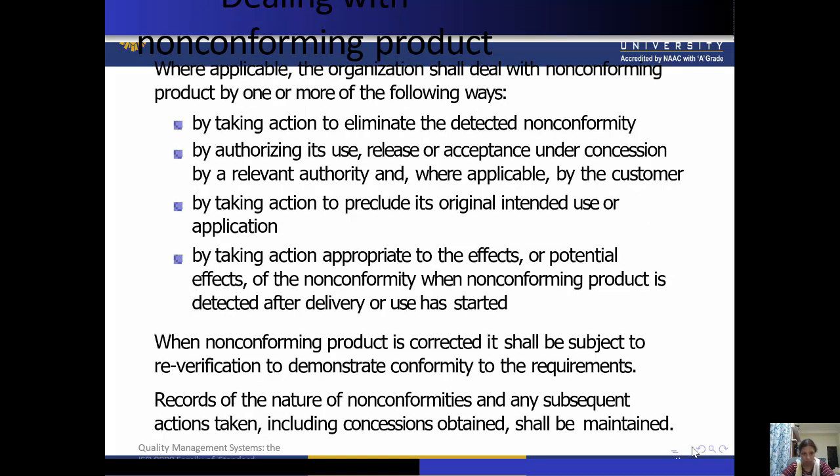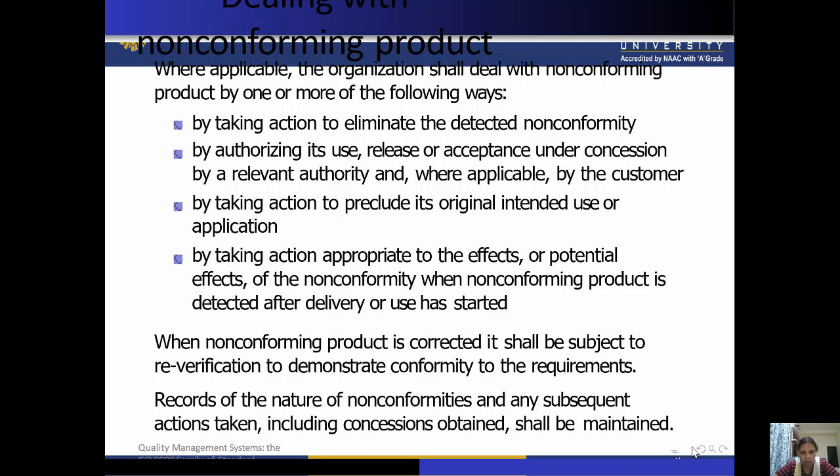Dealing with non-conforming product: where applicable, the organization shall deal with non-conforming product by one or more of the following ways: by taking action to eliminate the detected non-conformity; by authorizing its use, release or acceptance under concession by a relevant authority and, where applicable, by the customer; by taking action to preclude its original intended use or application; by taking action appropriate to the effects, or potential effects, of the non-conformity when non-conforming product is detected after delivery or use has started.